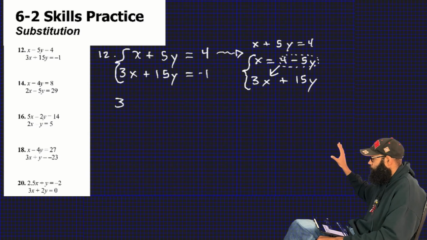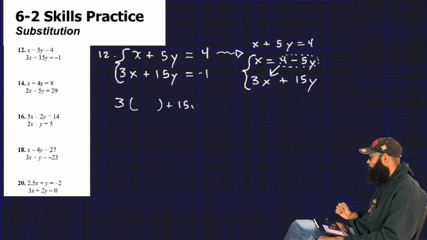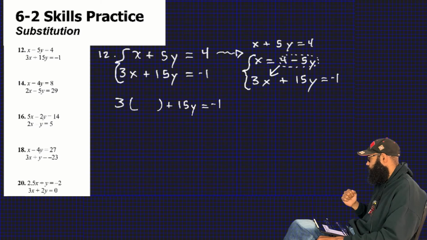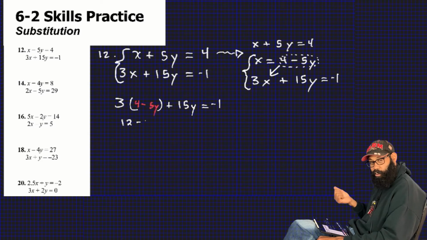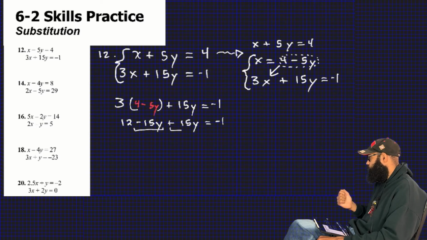I went from having it in standard form to writing it in a different form. 3 times x, or in other words, 3 parentheses, because we're plugging in for x, plus 15y is equal to negative 1. Let's go ahead and put 4 minus 5y in for x. And now, guys, we're back to solving a multi-step equation. 3 times 4 is 12. And of course, 3 times negative 5y is negative 15y, plus the 15y that was there, equals negative 1.